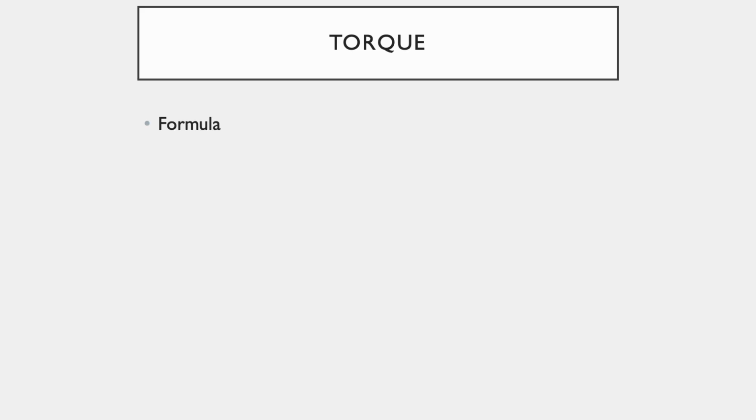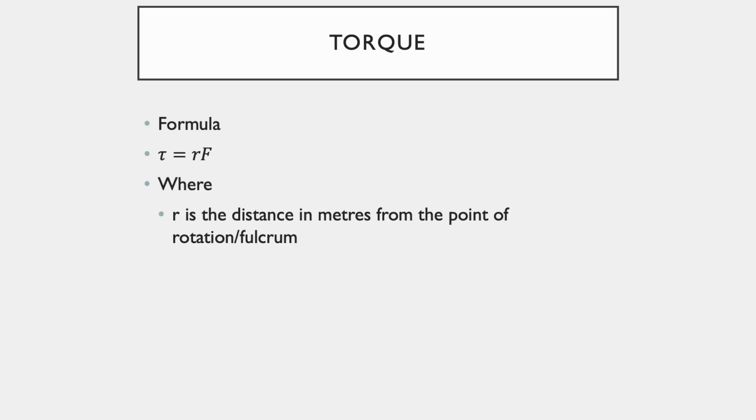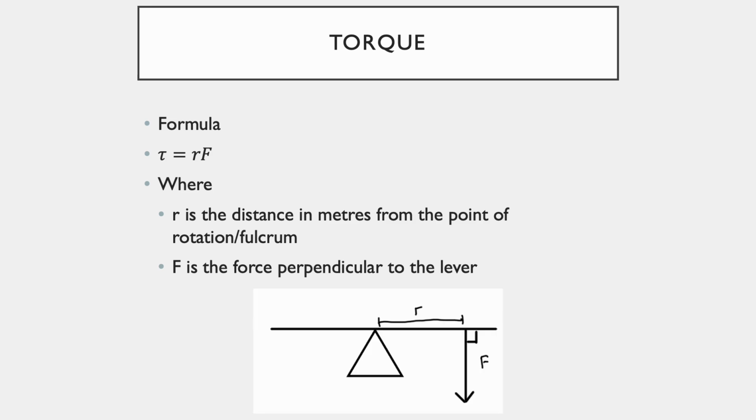Now our formula for torque is torque is equal to the distance from our fulcrum times our force, where r is the distance in meters from a point of rotation, or our fulcrum, and F is our force perpendicular to our lever. So if I have this lever, we can see our fulcrum is this triangle. Our r would be how far the force is from that fulcrum, and our force would be how much force is perpendicular to our beam or lever.